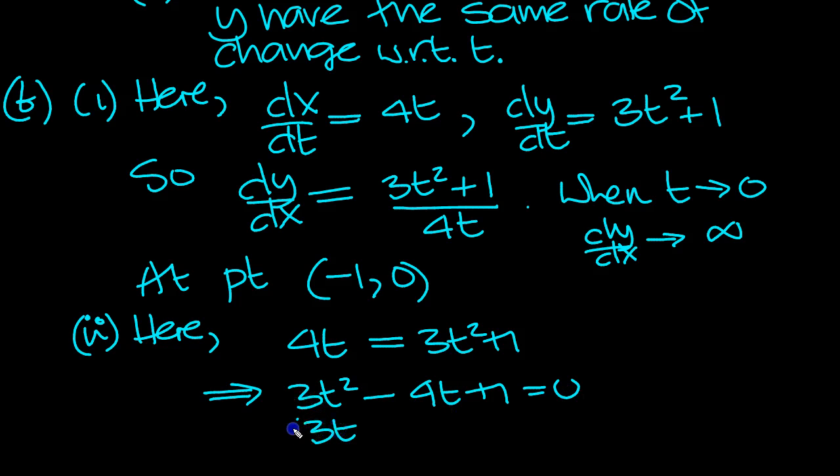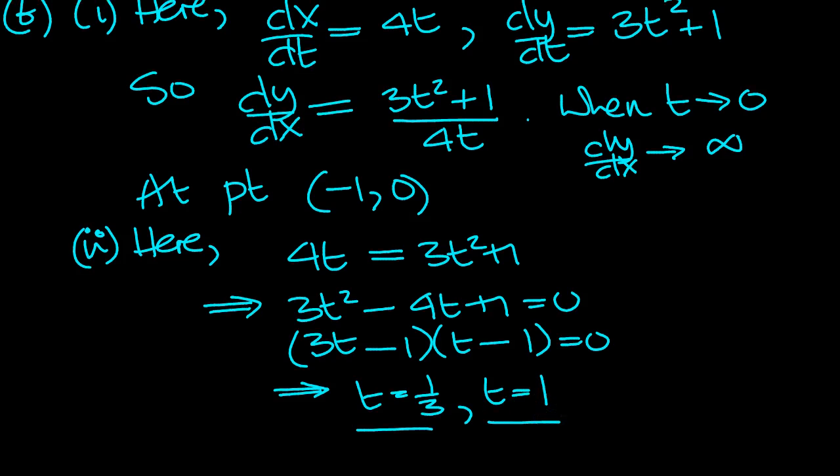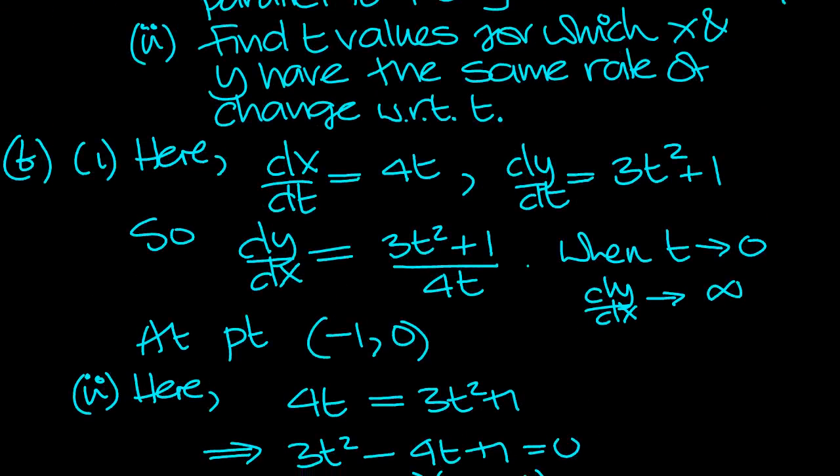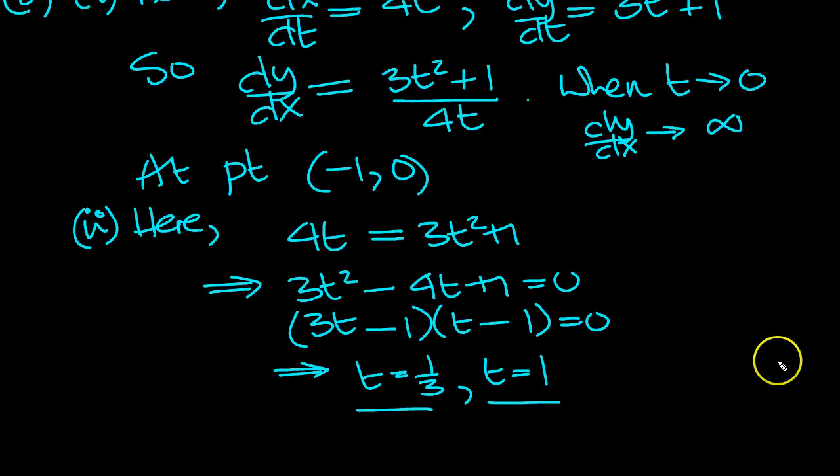Let's factorize it, hopefully. 3t and t. It has to be 1 and 1. To get the minus, we need a minus and a minus. So that tells us then t is a third from here, and t equals 1 from here. So those are the values. And then it tells us to find the t values for which x and y have the same rate of change with respect to t. So there's the t values.